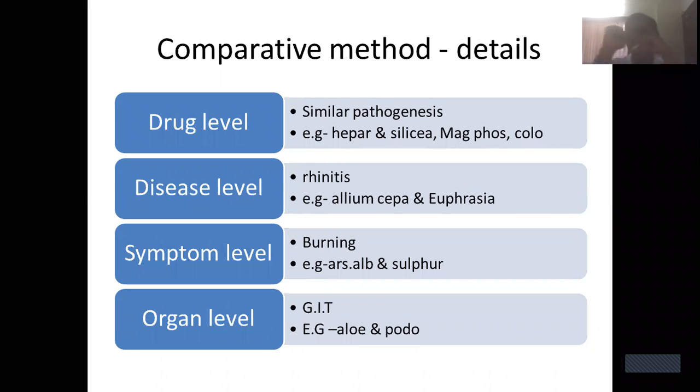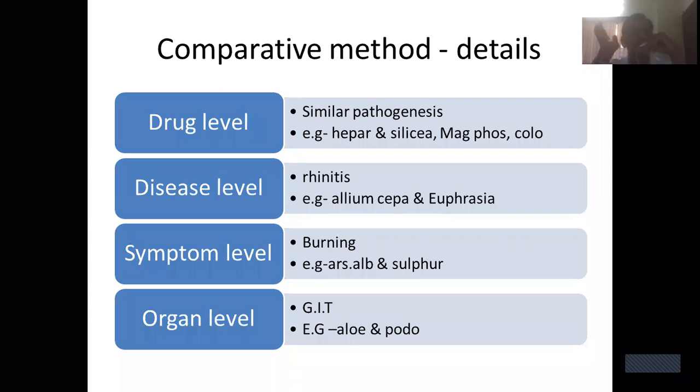Then this comparison is also at the level of organ. For example, the GIT I have taken. So many drugs act on the GIT. There are two drugs I have taken, Aloe socotrina and Podophyllum. The similarity is that both these drugs produce a kind of diarrhea. But the difference is that Aloe's diarrhea will be sticky type of diarrhea. Sticky means containing mucus, and Podophyllum will have a watery type of diarrhea.